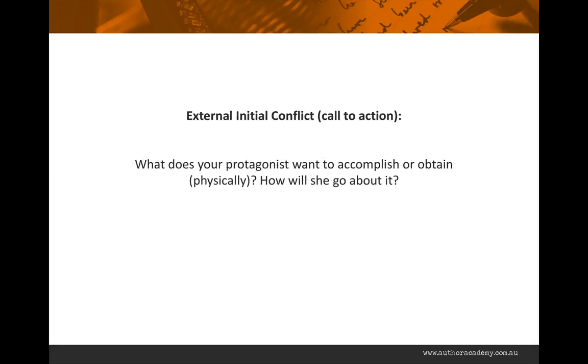Okay, an external initial conflict. Again, it's a call to action. So what does your protagonist want to accomplish or obtain physically? How will she go about it?